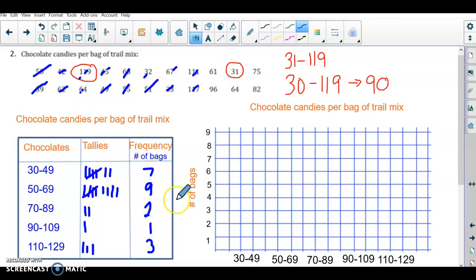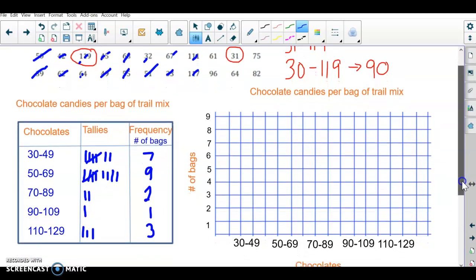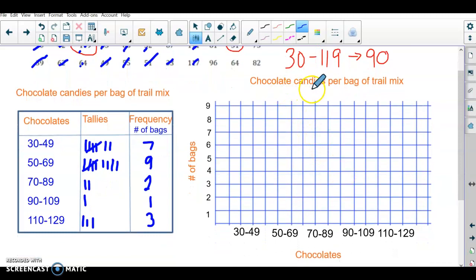Now that I have this, it's pretty darn easy. Notice that I have chocolate candies per bag of trail mix. That's my title. Along here, what do these numbers represent? The amount of chocolates. Along here, what does the 1, 2, 3, 4, 5, 6, 7, 8, 9 represent? The number of bags. Okay, so now I am just going to create my bars.